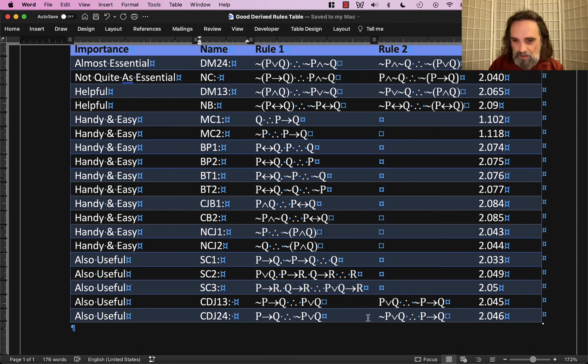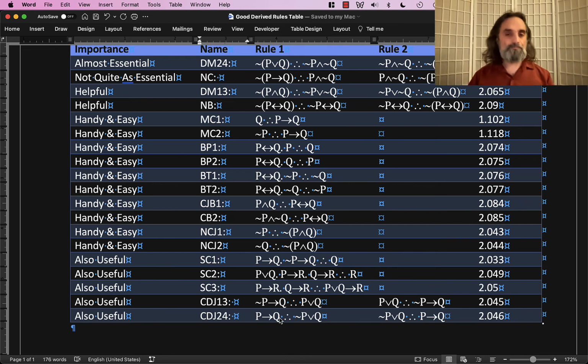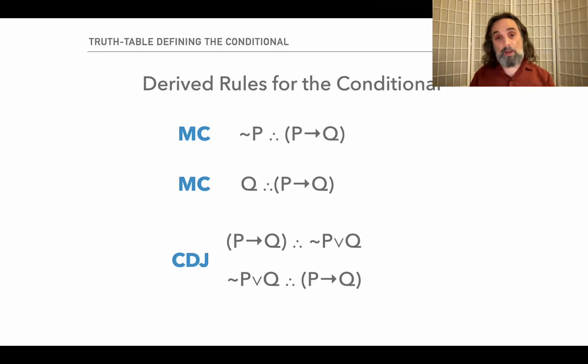These are actually different versions of CDJ, but there are two versions here, and the one that I'm showing you in the keynote is this CDJ 2.4. So you can derive all of those. And actually one of these is a variation of CDJ for homework. You want to use De Morgan's.